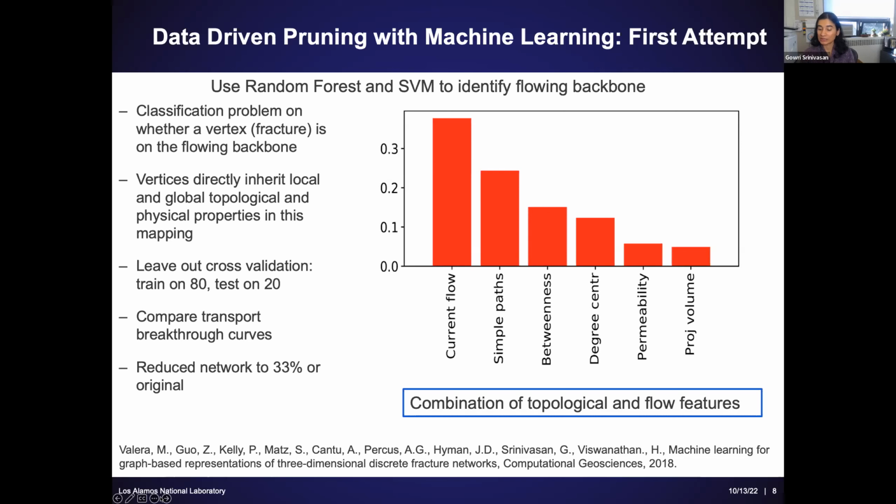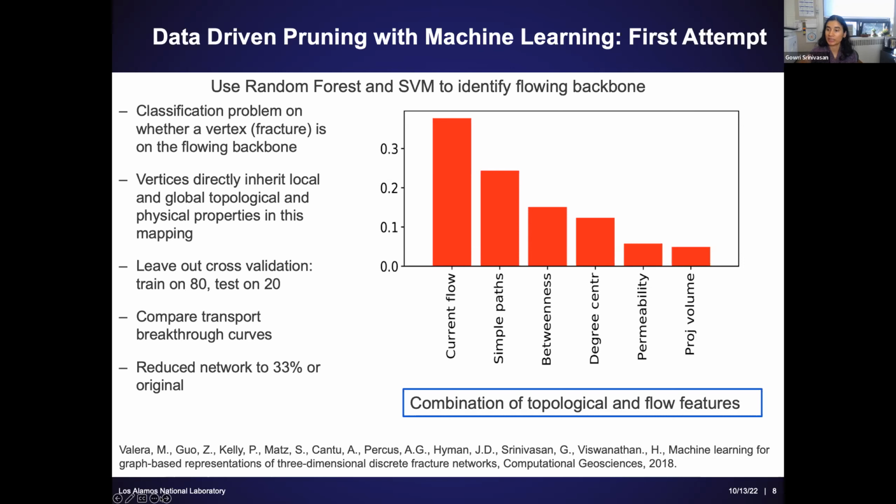Then we said, okay, once we know that's the baseline for what we can do there, let's move on to a little bit more. Let's not throw out all of the information that we do know. So we went to a machine learning approach and we said, okay, we are going to look at a bunch of different features and we're going to perform a classification problem on whether a fracture participates in the flow and transport, and we're going to call that the backbone. So is a fracture a part of the backbone or is it not? And what are the properties of a fracture that make it suitable for being part of a backbone?